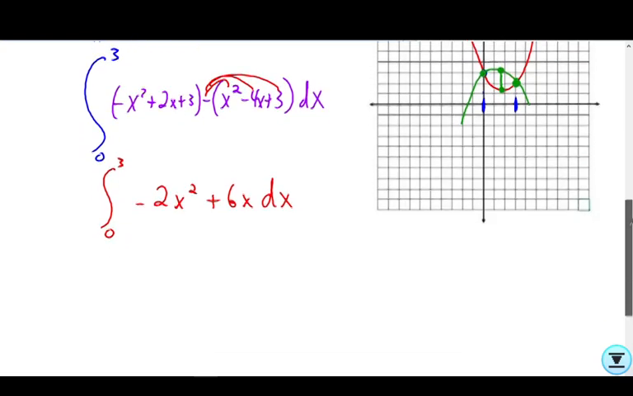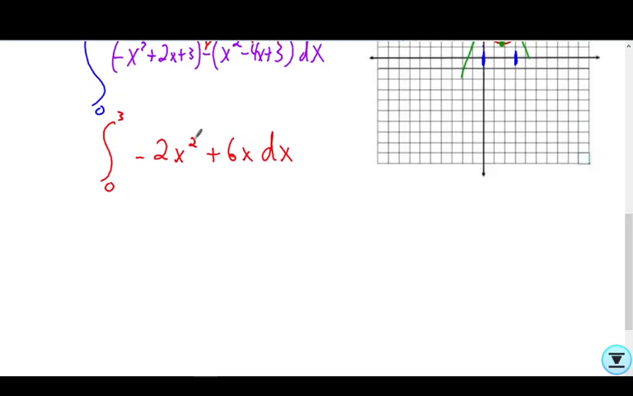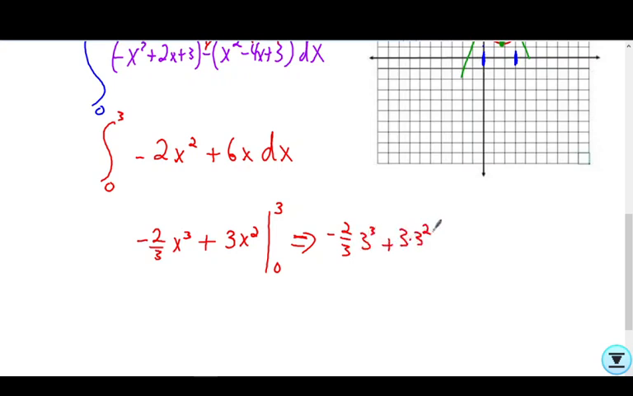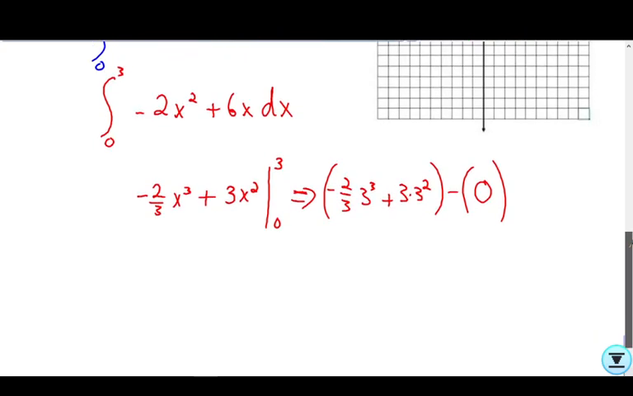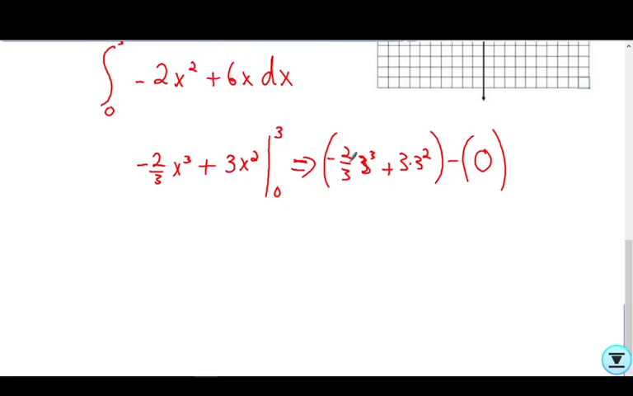Now it's super simple integration, okay? So add 1 to the power, divide by the new power, so you get negative 2/3 x cubed plus 3x squared from 0 to 3, okay? So we plug in 3, so we get negative 2/3 times 3 cubed plus 3 times 3 squared, minus, and when you plug in 0, you get 0. And then 3 cubed is 27, divided by 3 is 9, so this is negative 18.